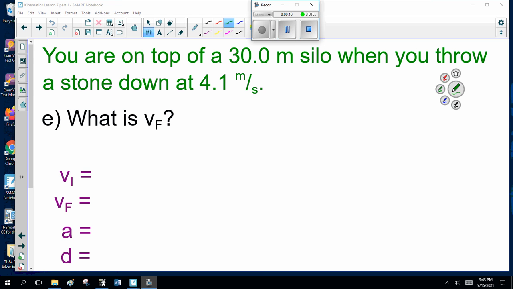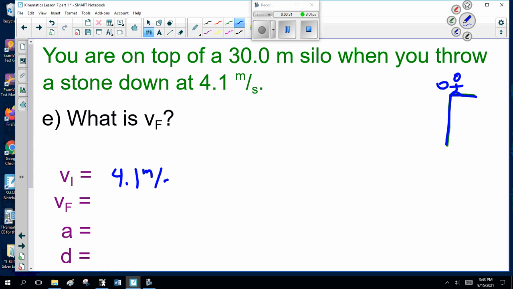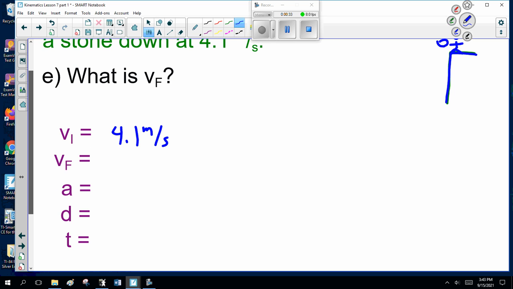So, you're on top of a 30-meter silo when you throw a stone down at 4.1 meters per second. What is V final? Well, I have to draw a picture here. So, throw the stone down. V initial is 4.1 meters per second. Now note it's down, so I can label this down or I can go minus. I prefer to use minus.